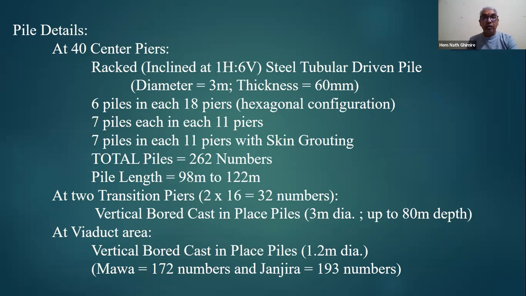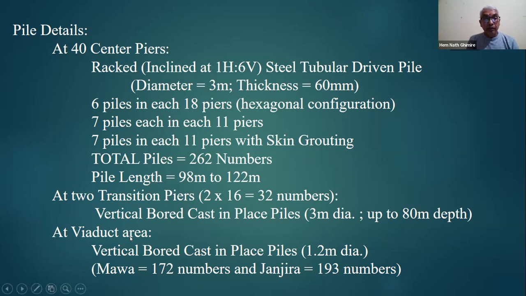Because of the geological condition of the area, after we did the detailed geotechnical investigation, we found some of the area is weak, so one center pile has to be inserted extra. And in 11 piers there are seven piles, with skin grouting also, where the condition is weaker. So total pile count is 262. Pile length is 98 meter to 122 meter. And at the transition piers, there are 16 vertical bored cast-in-place piles, 3 meter dia up to 80 meter length, in each of pier 1 and pier 42.